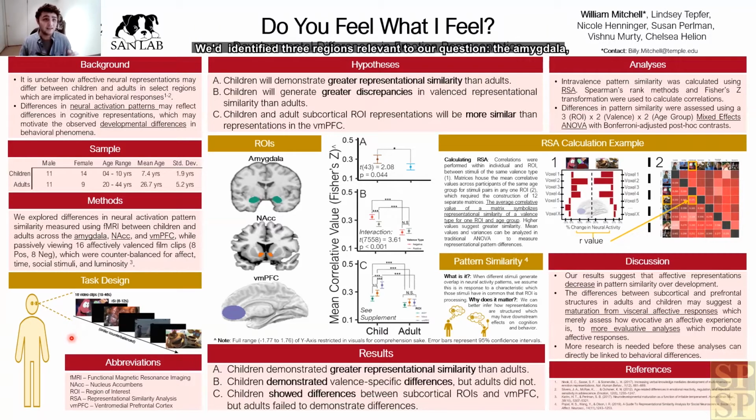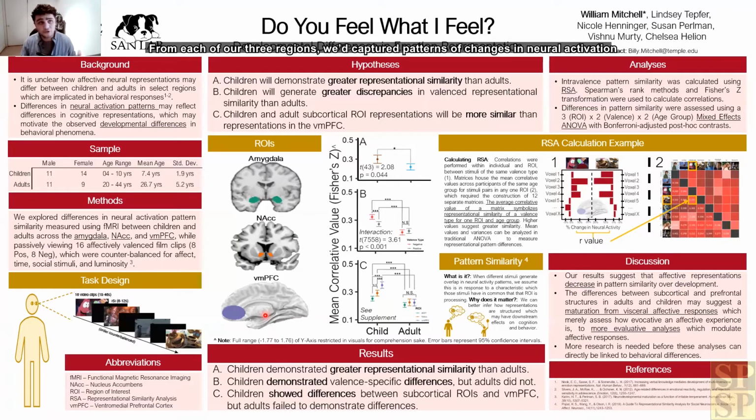We identified 3 regions relevant to our question: the amygdala, the nucleus accumbens within the ventral striatum, and then the ventromedial prefrontal cortex. And we chose these sites because the literature suggests that all 3 should represent affective information and may undergo these structural and functional changes over normative development.